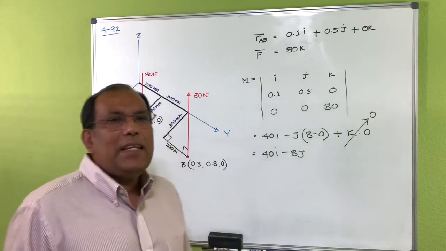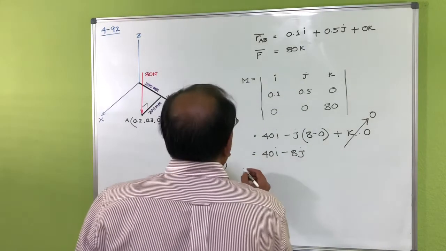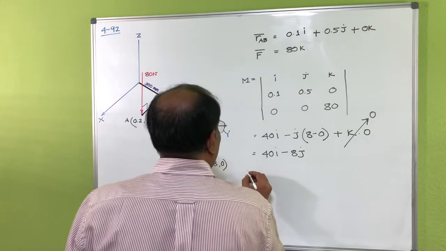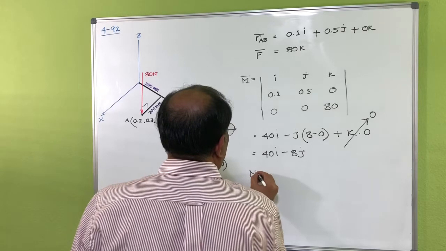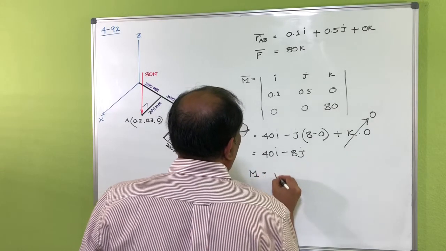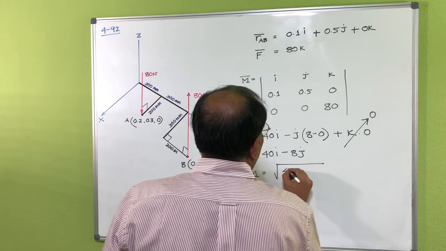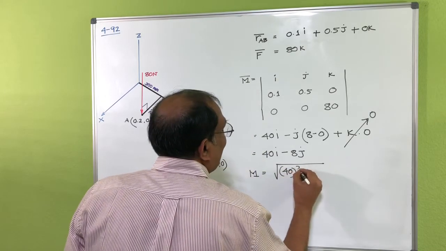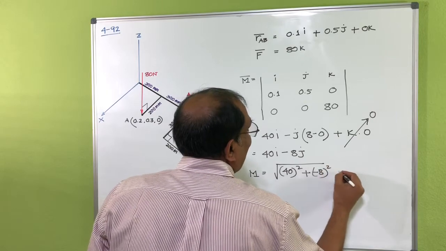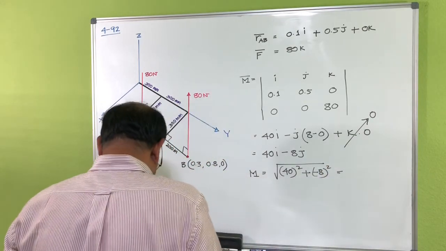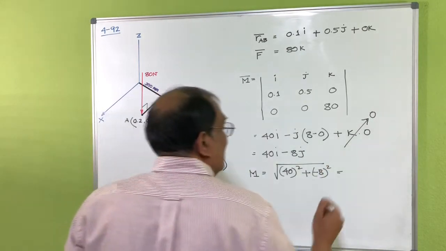Now what is the magnitude of that moment? You can see the magnitude. This is your vector here. So your moment is the square root of 40 squared plus 8 squared, and that's basically 40.8 Newton meter.